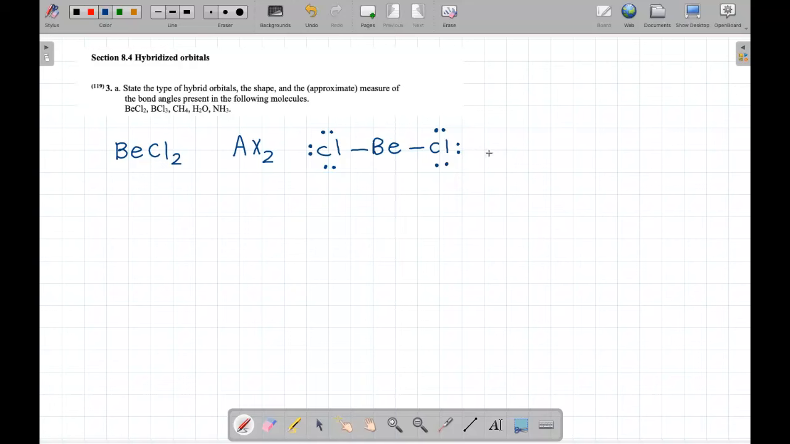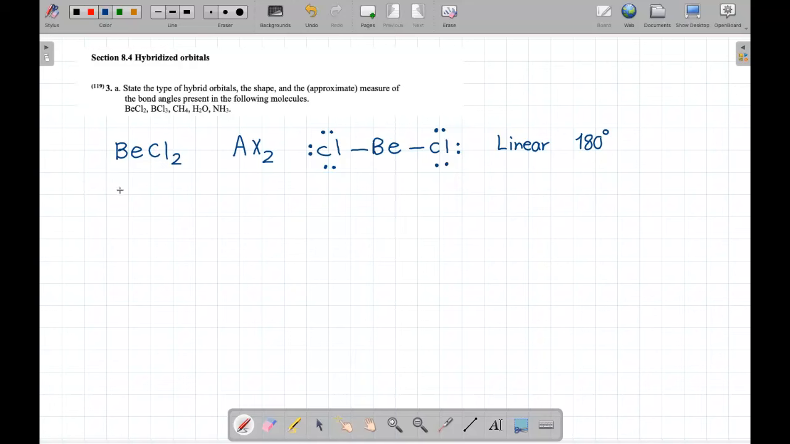We have agreed that anything that has 2 atoms around the central atom is a linear shaped molecule, and that its angle will always be 180 degrees.